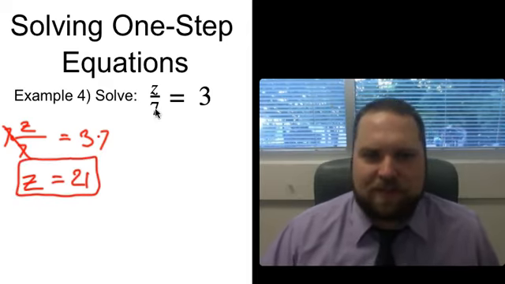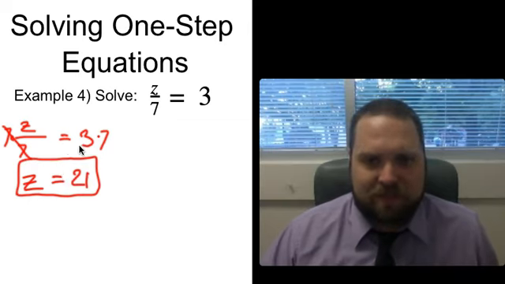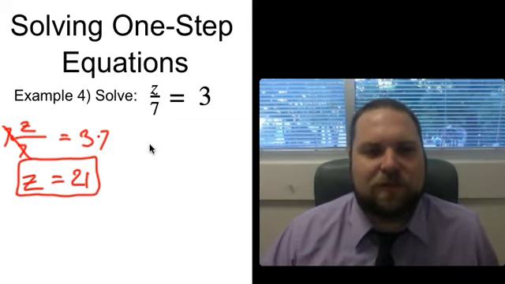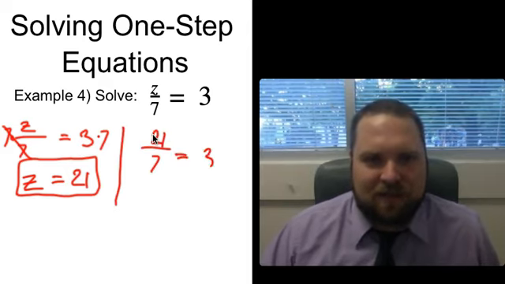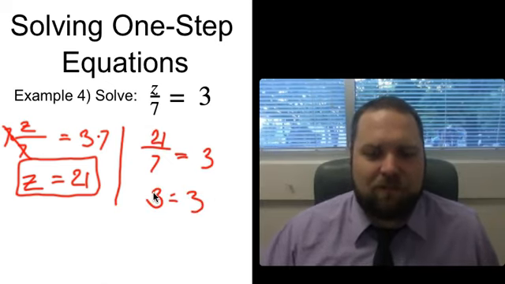So we just do the opposite of division, or the inverse rather, of division, which is multiplication. And as always, I can substitute 21 in for z. 21 divided by 7 is in fact 3, so alright, we've done this correctly.